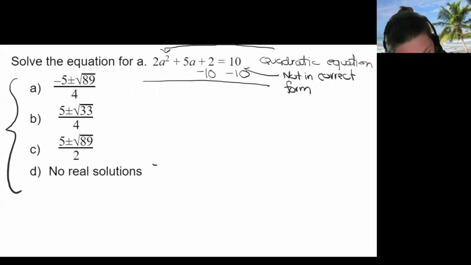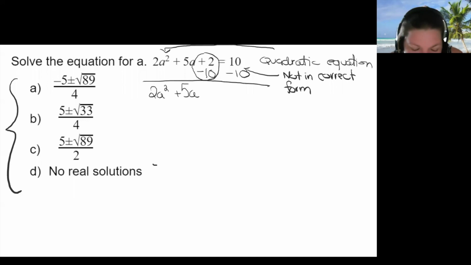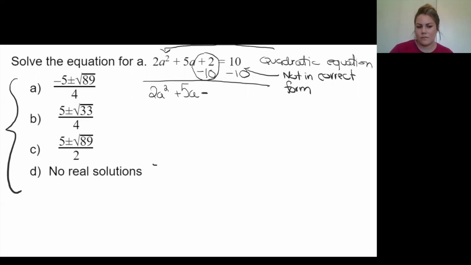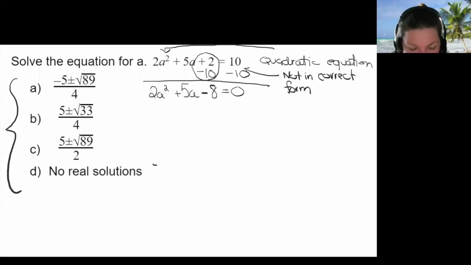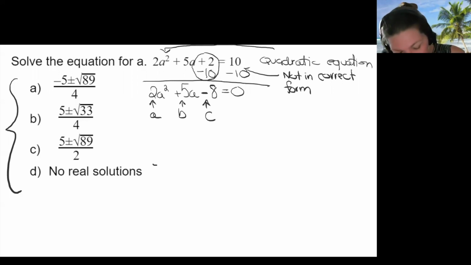And let's see what my new equation will be this time. Well, I don't have any other a squared terms, so that'll be the same. I don't have any other a terms, so that'll be the same. But I can combine these like terms. 2 minus 10 is? -8. -8. And now it's equal to 0. And now I can see my A, my B, and my C. So let's bust out that quadratic formula.